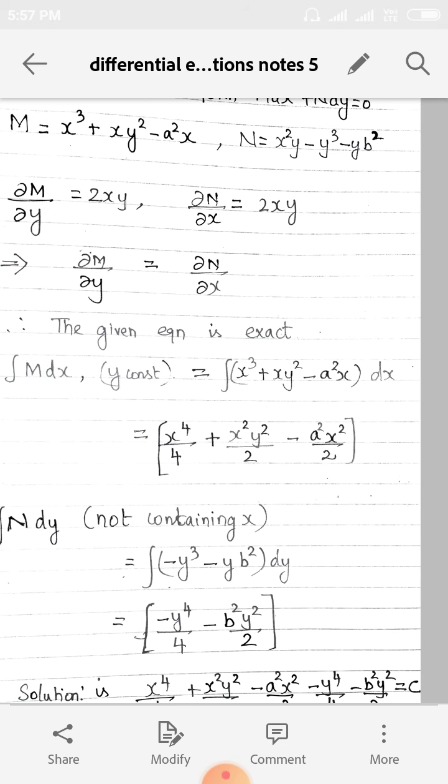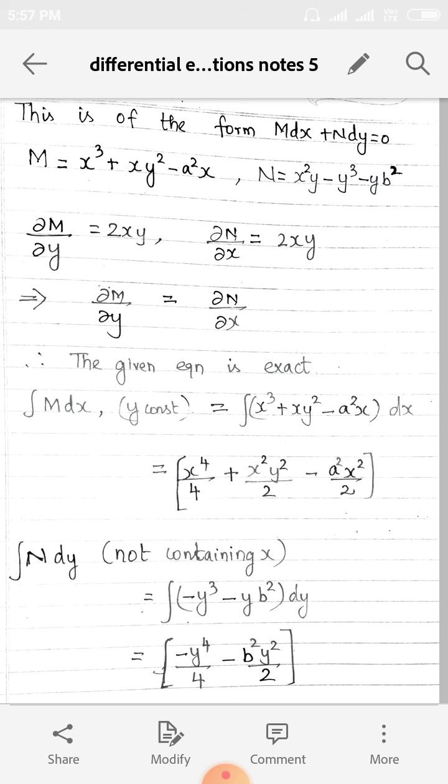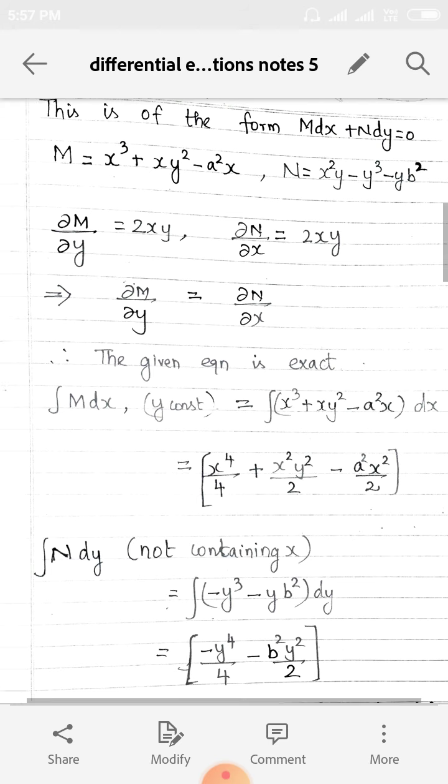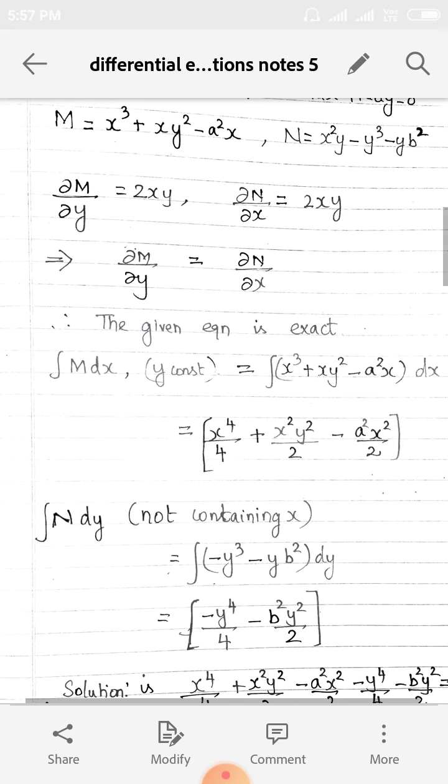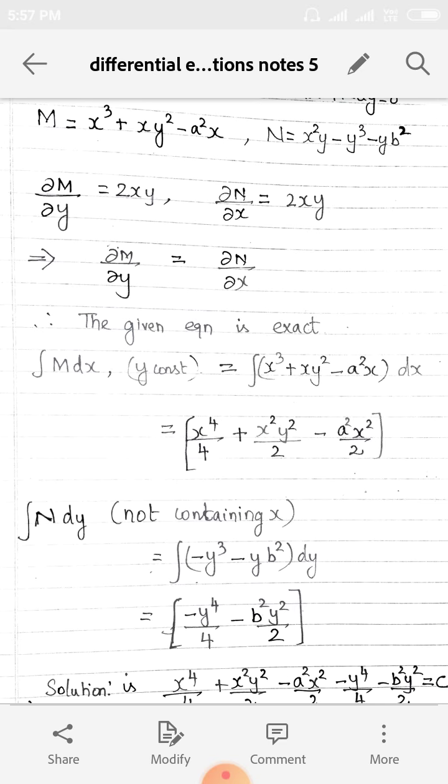Similarly, differentiate N partially with respect to x. See, the first term contains x²y. So differentiation of x² gives 2x, so 2xy. The next two terms contain y³, that is y terms, so no need to differentiate. So ∂M/∂y is equal to 2xy and ∂N/∂x is equal to 2xy. Therefore ∂M/∂y is equal to ∂N/∂x. Therefore the given equation is exact.